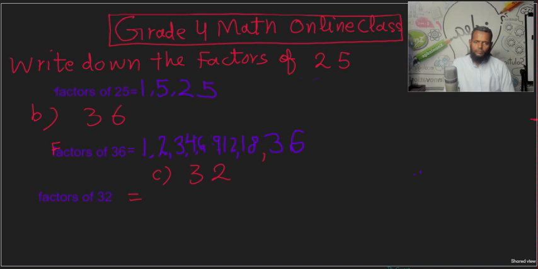Just 32. Yes, factors of 32. 1, okay, good. Yes, good. Give space, more space. Sometimes we feel difficult to write all the factors, okay? 32. Yes, it is good. 1 times 32 is 32, okay?